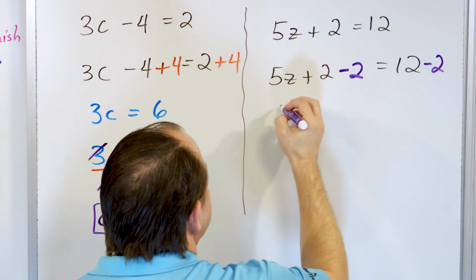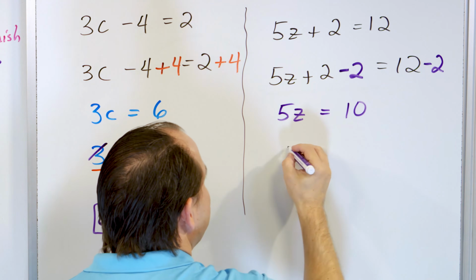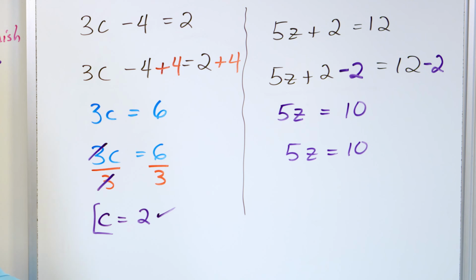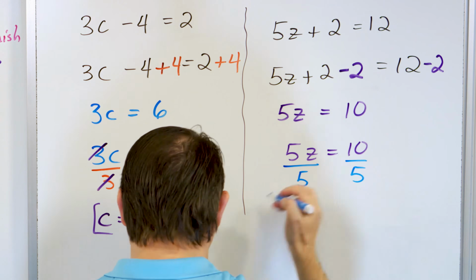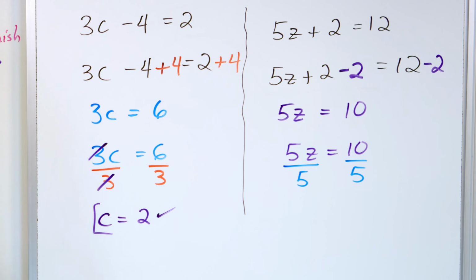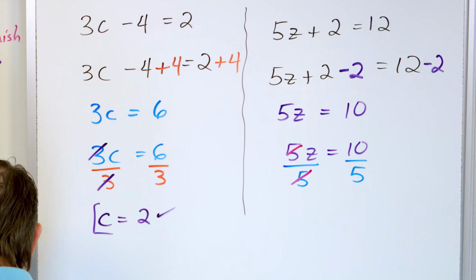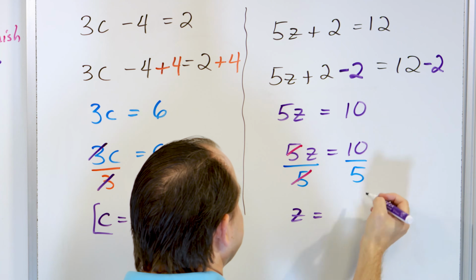2 minus 2 is 0, so all I have left is 5 times z. 12 minus 2 is 10, so I rewrite this. 5z is equal to 10. And what am I going to do? I'm going to divide now by 5 to undo the multiplying by 5. Right? And because this looks just like what we've done before, I know the 5's will cancel, and I'm not making anything up. I'm not doing anything weird. Z will be left over. And 10 divided by 5 is 2.